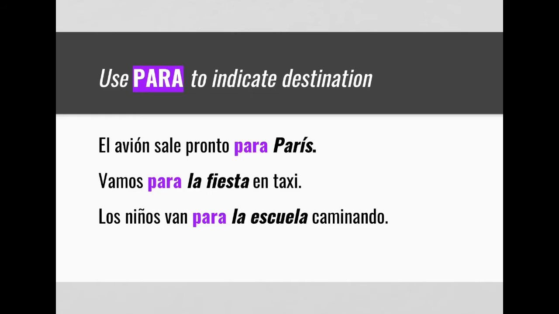And by the way, you can say vamos a la fiesta en taxi. That's also fine. Los niños van para la escuela caminando. The children go to school walking. So the children walk to school. Again, you can say los niños van a la escuela caminando, or los niños van para la escuela caminando. Para, I guess, indicates movement, not just destination, even though it is para la escuela.